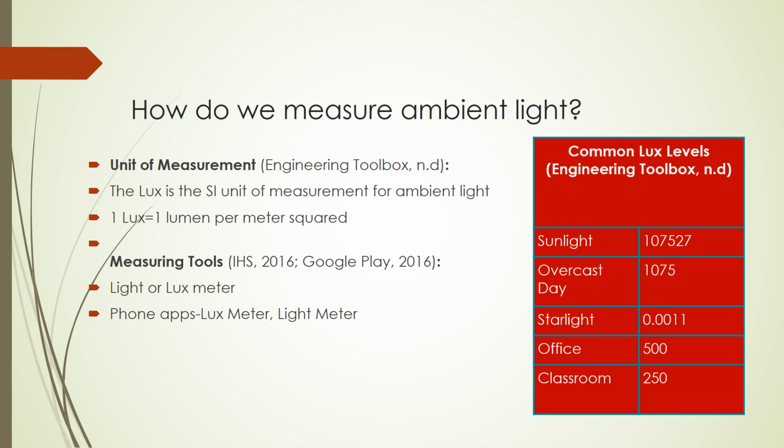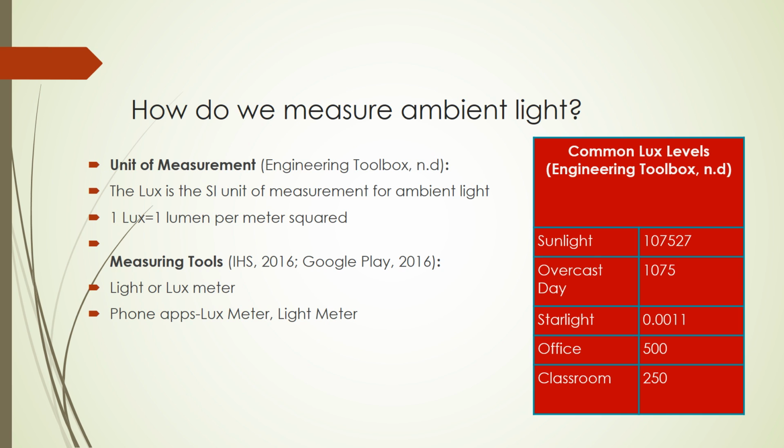So how do we measure ambient light? Ambient light is usually quantified using a unit of measurement known as lux. A lux is an SI unit of measurement which is equivalent to 1 lumen per meter squared. The lux level of a room can be measured using a light or a lux meter. There are several phone apps available to measure luminance that can be downloaded for free from the Google Play or Apple App Store.